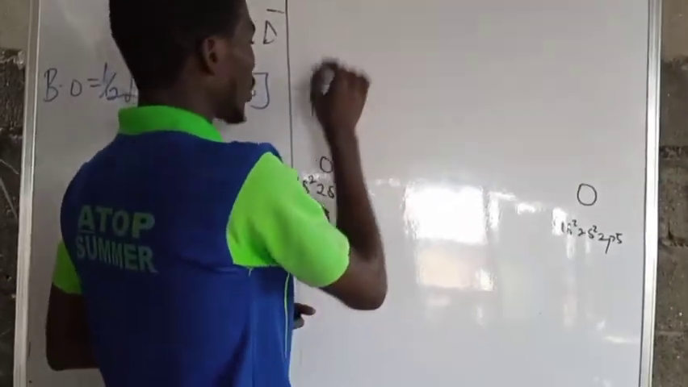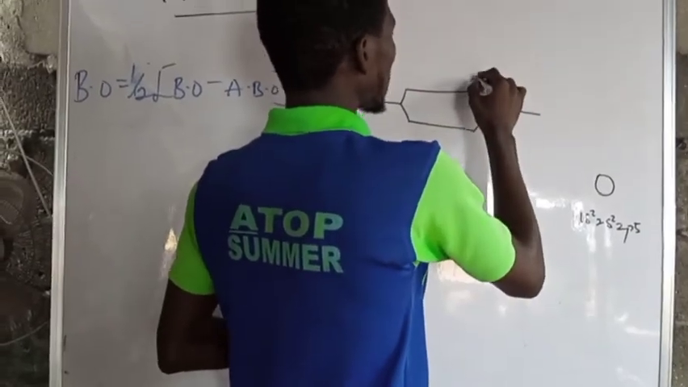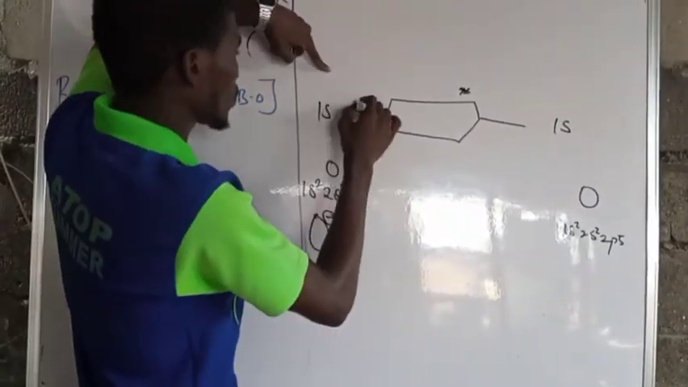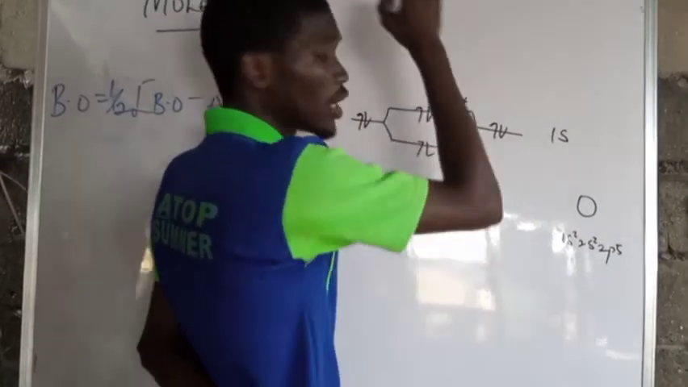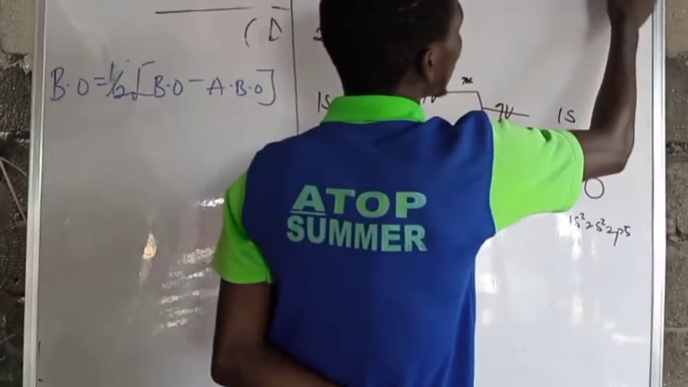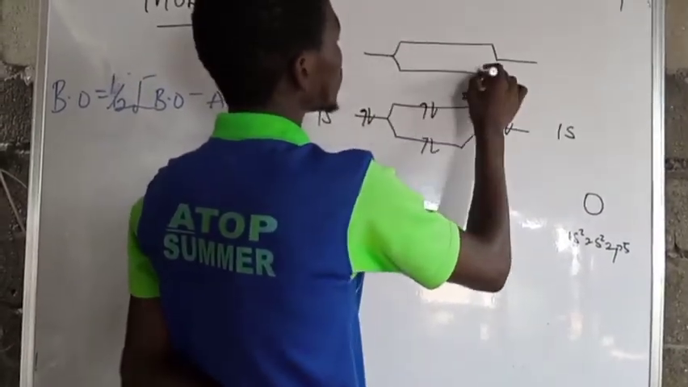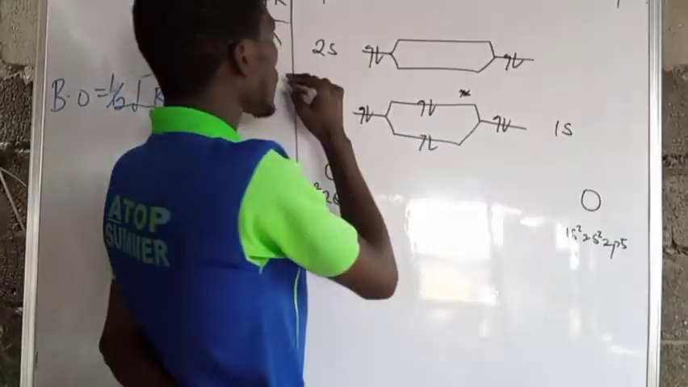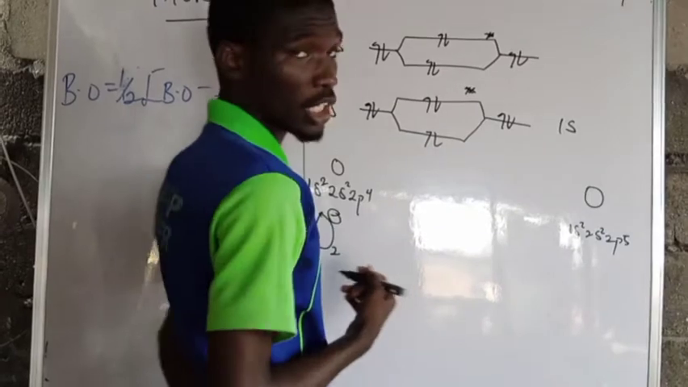So let's pick it one after the other. For 1s, we have this, and here is our antibonding orbital. For our 1s, I have 2: 1, 2, 1, 2. So one of these will come here. Then the second one, which is 2s, and here we have 2p. For the 2s, we have 1, 2, 1, 2. Don't forget, here is our antibonding orbital.